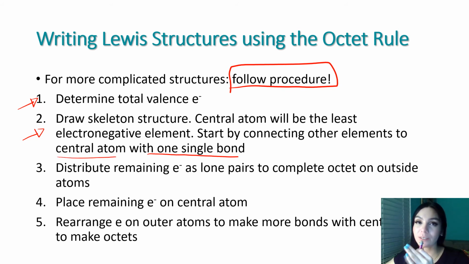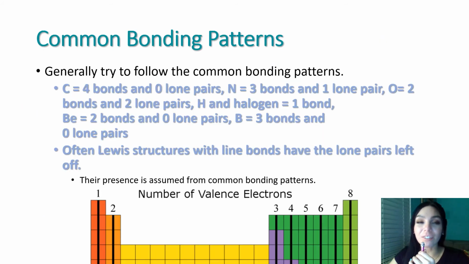We're going to practice this, so don't worry, but then you will distribute any remaining electrons you have from that total as lone pairs to complete octets on your outer atoms. From there, you place anything else you have left on your central atom, and then you rearrange in order to make everything happy and have an octet. I'm going through this quickly because reading it is not what's going to help you learn. Actually practicing it is what's going to help you learn.